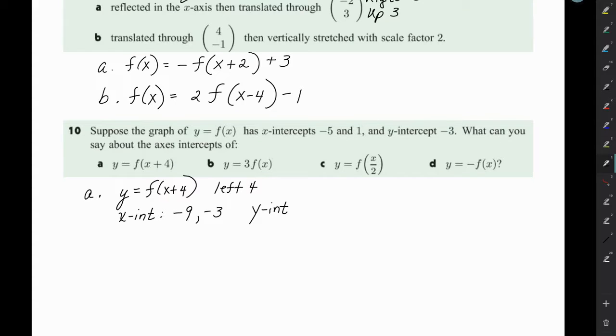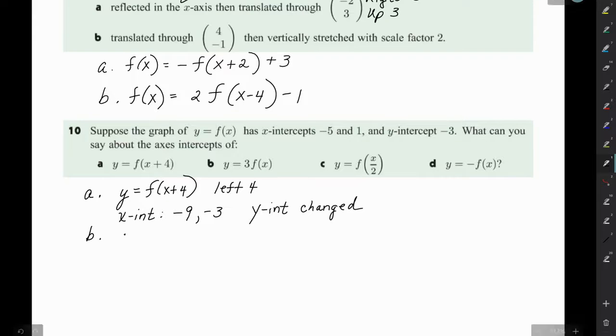And for the y-intercept, all we can tell you is that it changed, it shifted. We don't know what it is, though, because we don't know what the original function is. So that's something we can say for sure. The x-intercepts became -9 and -3, but for the y-intercept, all we really can say here is that it changed.